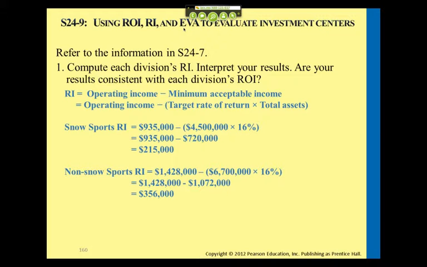Okay, so now non-snow sports, again we found that it is 356,000 versus 215. So what is this income telling us? Residual income, what is this indicator showing us? Both values are positive, right? The residual income is positive for both non-snow sports and snow sports.